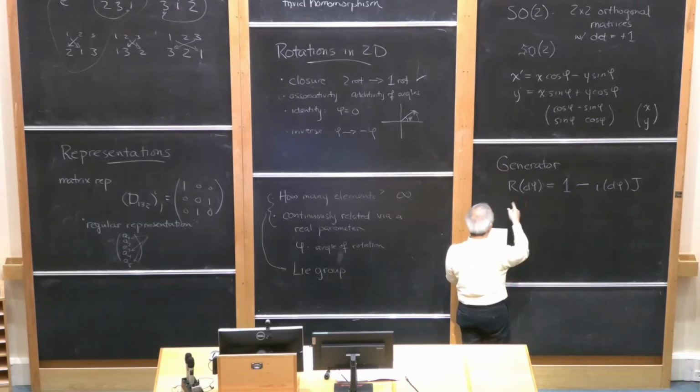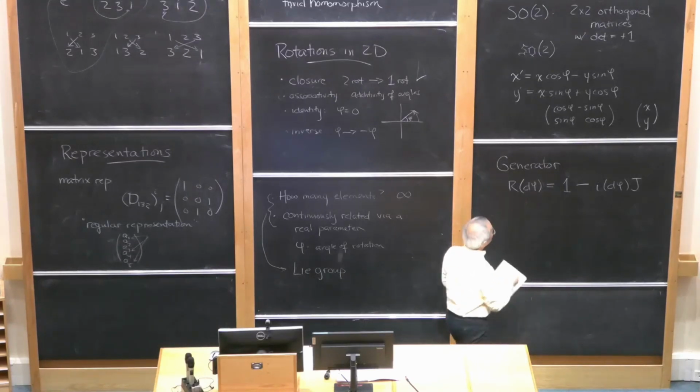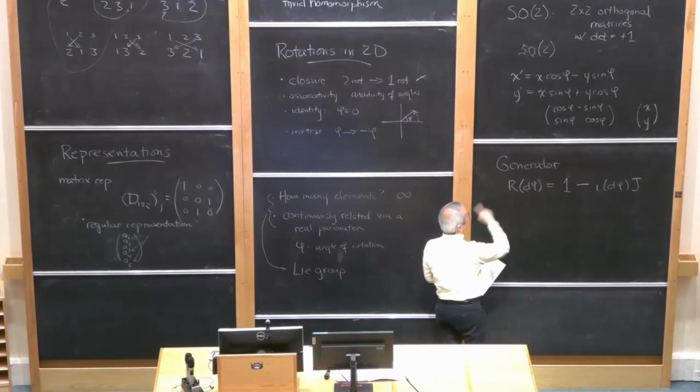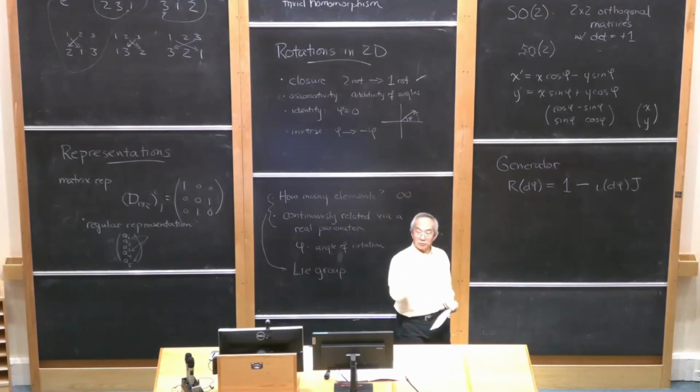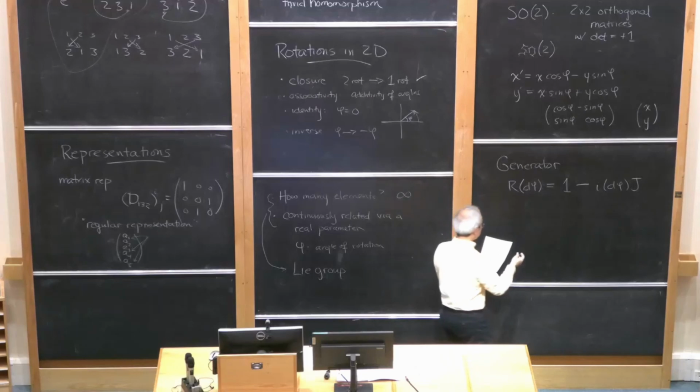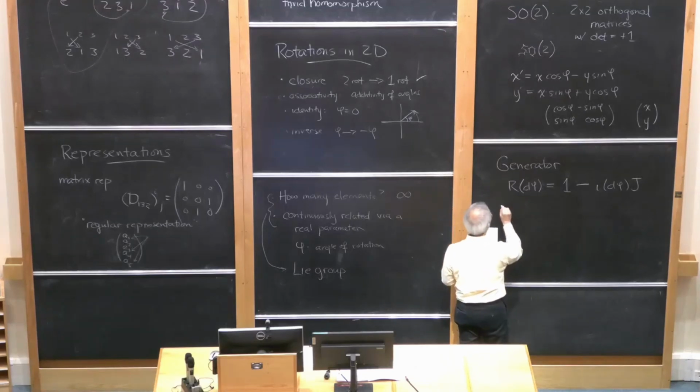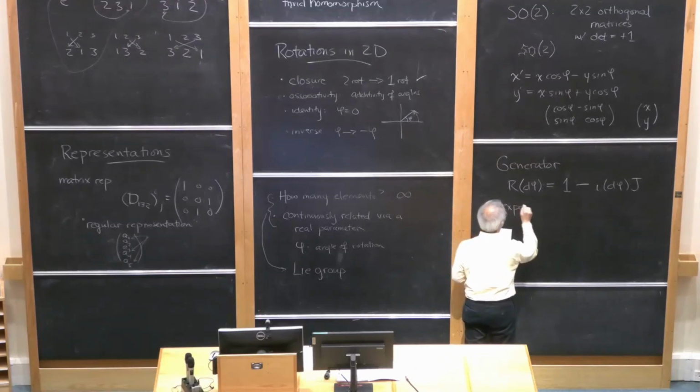Now, if you do a whole bunch of these, you should be able to get back to a finite rotation. And the way that you do that, in fact, is you use what is called an exponential map.